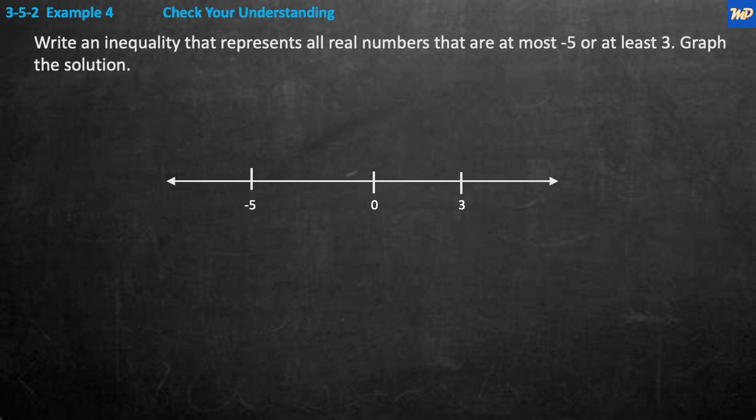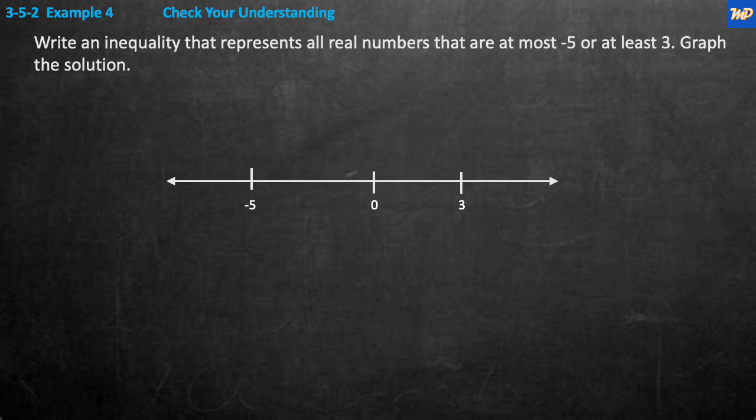Okay, example 4, check your understanding. It says write an inequality that represents all real numbers that are at most -5 or at least 3. Graph the solution. So go ahead and pause this. Try it. When you come on back, we'll do it together, okay? I'll let you pause this.